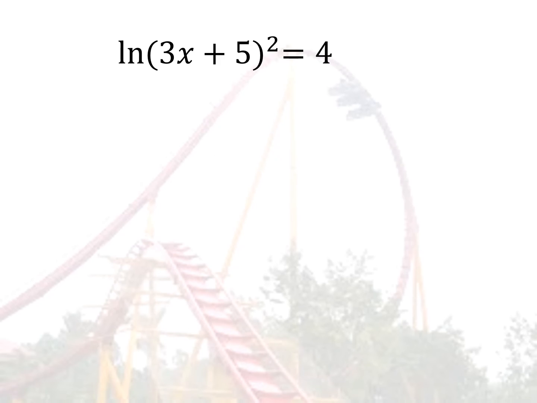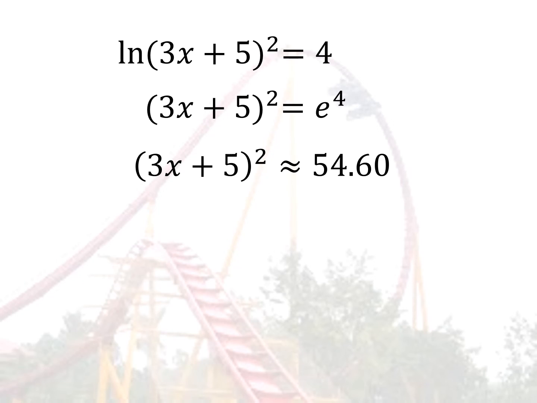Now let us have the last example. ln of 3x plus 5, raised to 2, equals 4. In here, we are going to apply the natural base e to both sides of the equation. So we will be getting 3x plus 5 raised to 2, or squared, equals e to the fourth. And e to the fourth is approximately equal to 54.60, rounded to 2 decimal places.